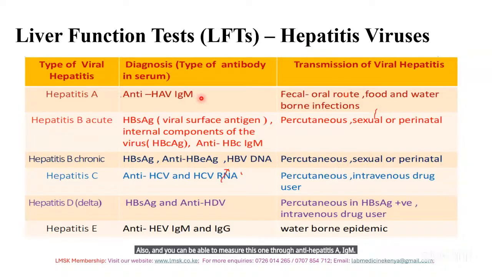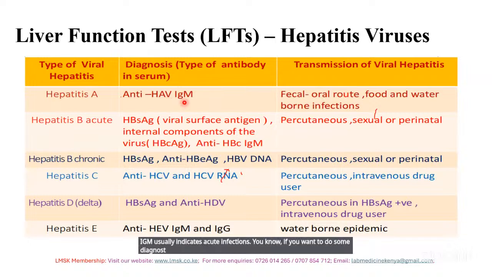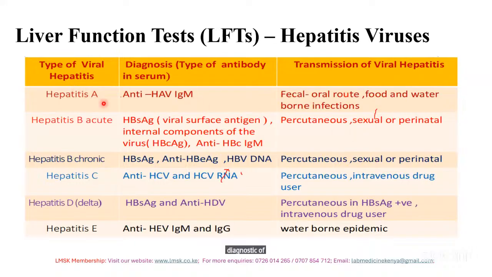IgM usually indicates acute infections. If you want to do some diagnostics, you don't want to do IgG. IgG is long-term, but IgM is acute infection. So you do an anti-hepatitis A virus IgM. This one will be diagnostic of hepatitis A, or you can do the hepatitis A antigen in stool.